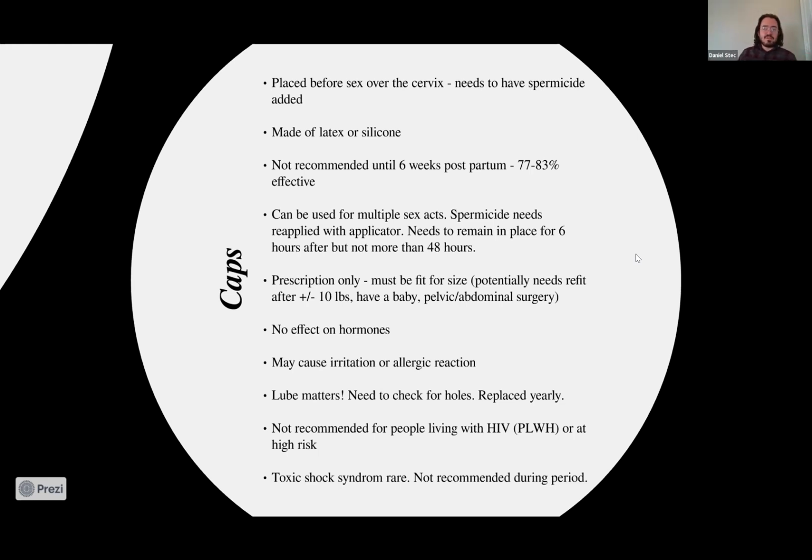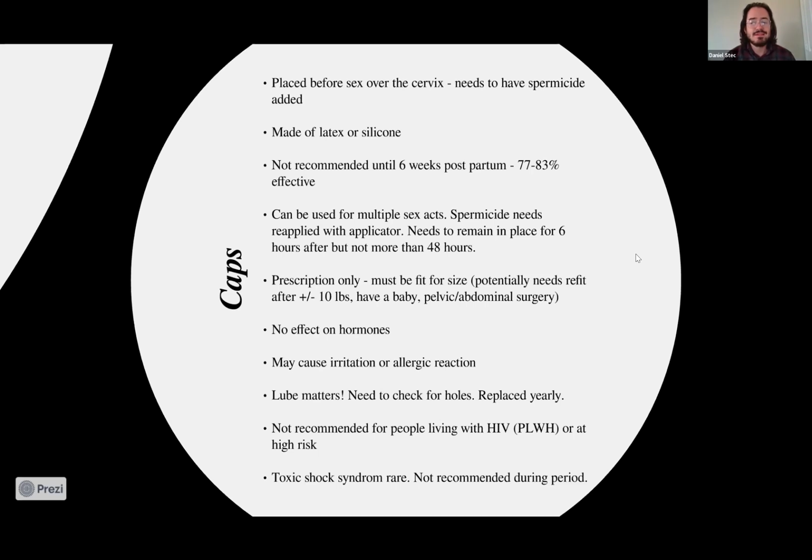Also made of latex or silicone, same as the diaphragm, not recommended till 6 weeks postpartum, and about 77 to 83% effective. Can also be used for multiple sex acts, same with the spermicide, and these can actually stay in, can be used, but not more than 48 hours. So that is a unique benefit to the cap.